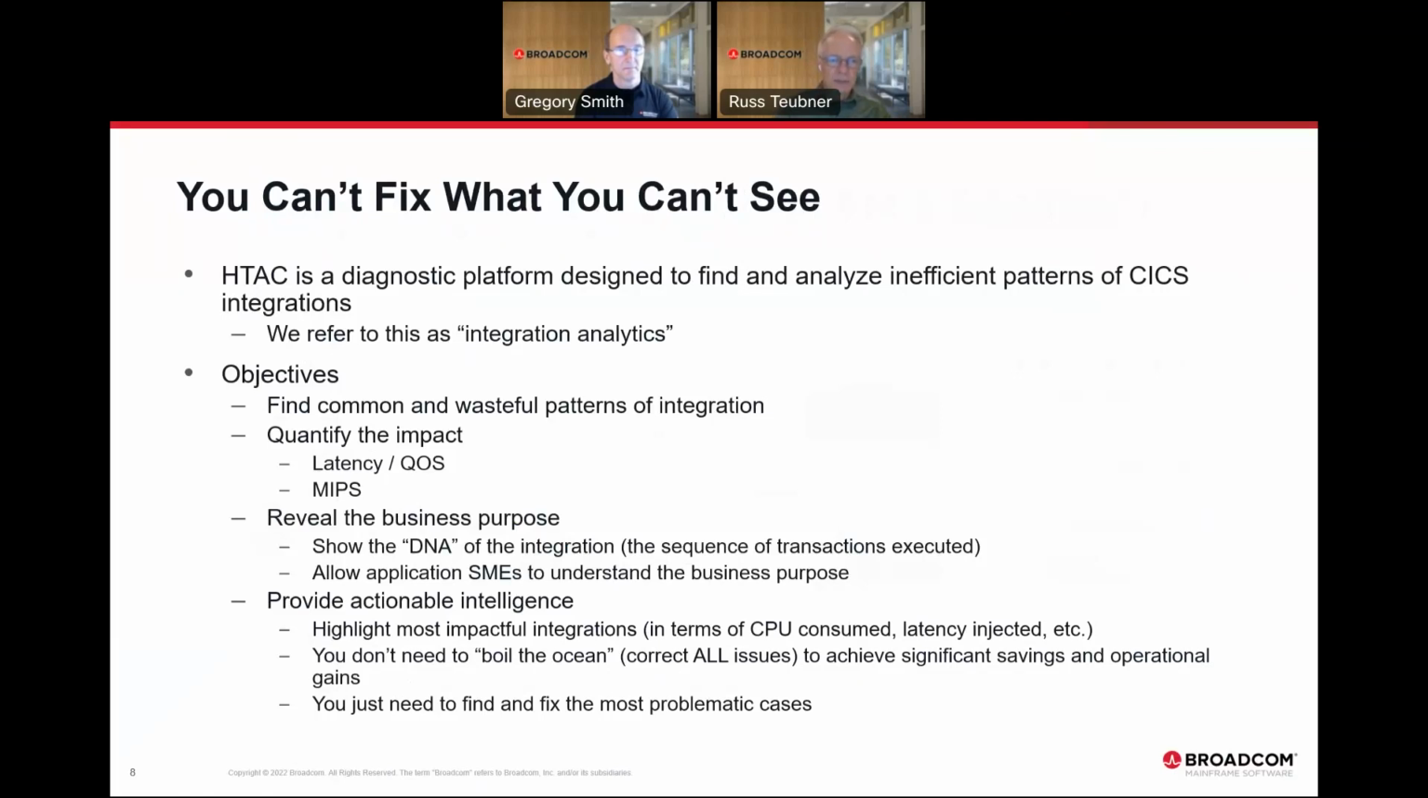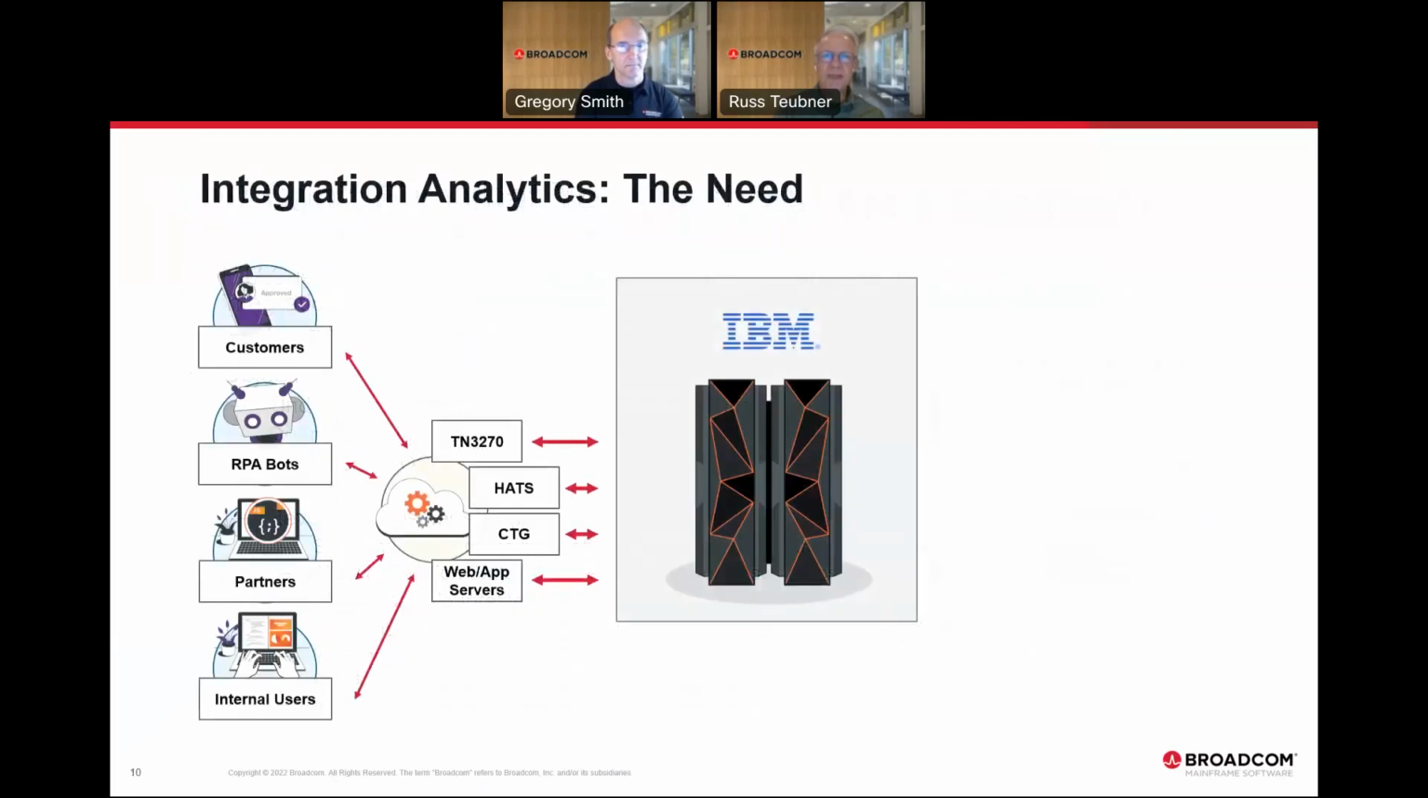Our objectives are both simple, but they are very detailed. That is, we want to not only find common and wasteful patterns of integration, but we want to quantify the impact. Furthermore, we want to reveal the business purpose of those integrations. And what we mean by that is showing the DNA, what's really happening through an integration process or sequence. And then we want to provide customers with actionable intelligence about how they can find and then fix problematic integrations.